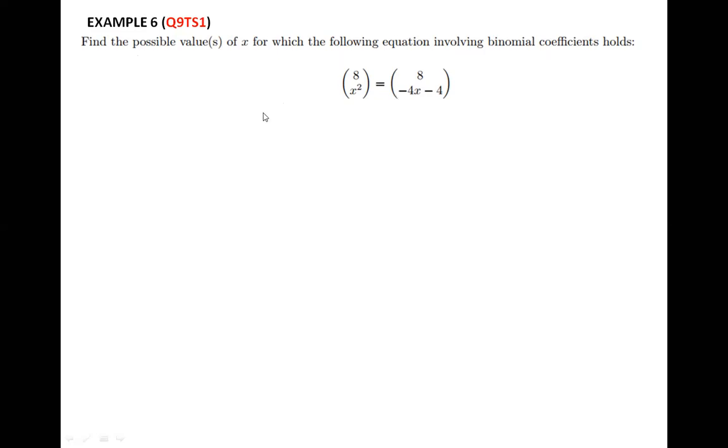So we can proceed. They are saying find the possible values of x for which the following equation involving binomial coefficients holds. These are combinations. You need to know them and how to work them out. Once you see that the top part there is equal to the top part there, it means that the down part is also equal to the down part on the other side of the equal sign. So you just have to equate the down part. Since 8 is equal to 8, you just have to equate the down part as well. X squared is equal to negative 4.